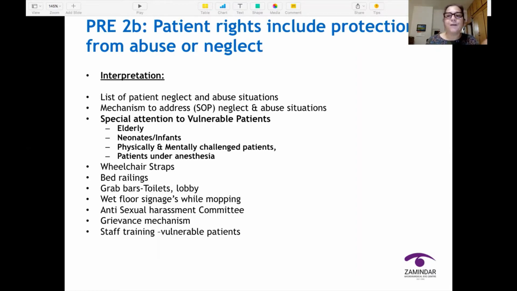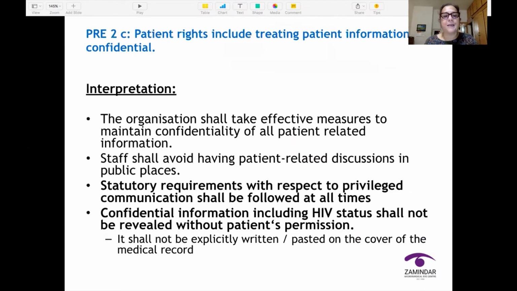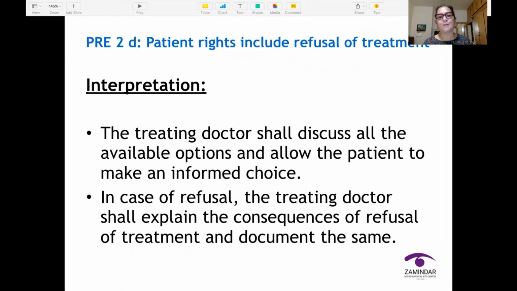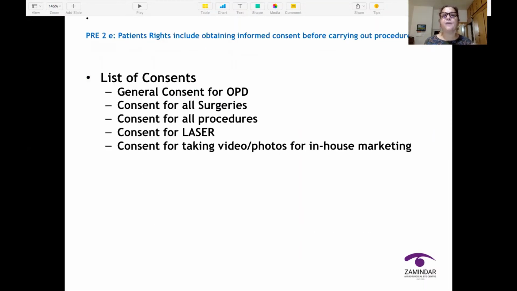And there should be a proper grievance redressal mechanism. PRE2 says patient rights include treating patients' information as confidential. Statutory requirements with respect to privileged communication shall be followed at all times. For example, not disclosing the HIV status of the patient is also a part of your responsibility. Patient rights include refusal of treatment, of course.